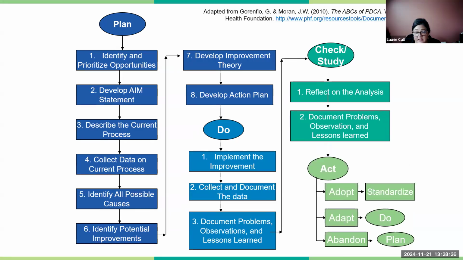And then we're really making a decision here. Did it work? Are we going to adopt it and standardize that as part of a standard operating procedure? Do we need to make a tweak? Are we going to adapt it? Or are we going to abandon it because it didn't work and we're starting over? What are we doing? So that's the QI cycle in a nutshell.